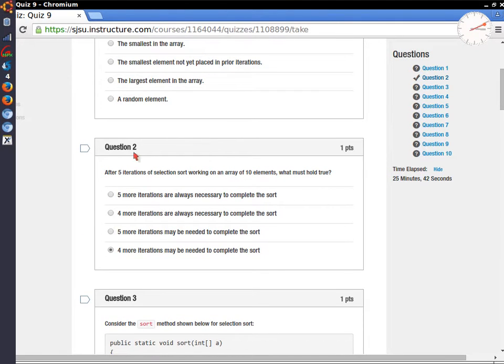So the question was, the selection sort algorithm has been working away for 5 iterations. And presumably what's an iteration here, I would imagine, is the loop where one finds the minimum position and swaps. And we have an array of 10 elements. And now what must hold true? When you look at the options here, it talks about, do we have 5 more iterations or 4 more iterations, 5 or 4? Are they always necessary or maybe needed?